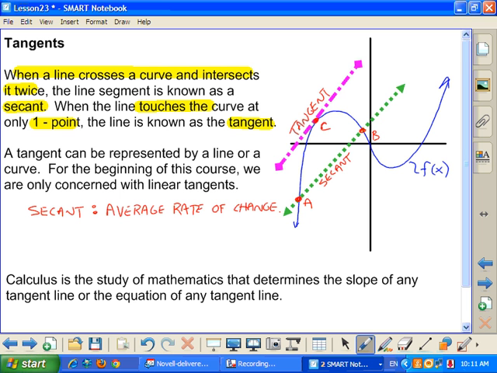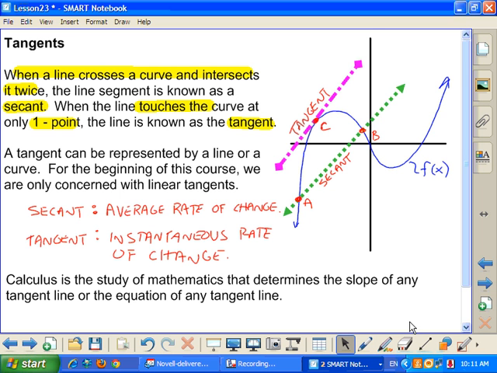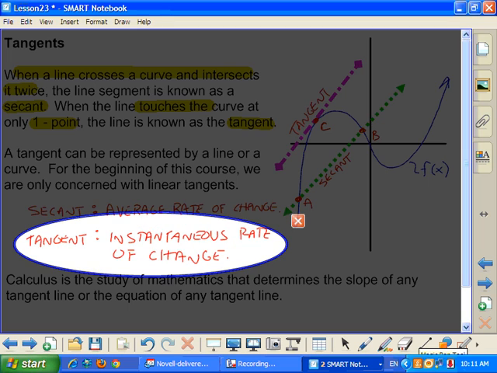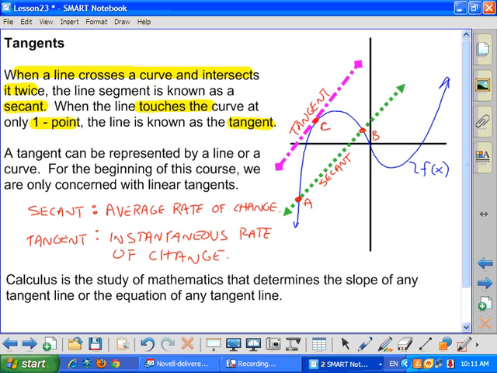Now, what do we associate tangent with? And everyone in here should be saying instantaneous rate of change. All right. Very, very important. And you know what? 99% of the time, that's what our focus is going to be. There's going to be a couple average rate of change questions, but in calculus, the focus is instantaneous rate of change.